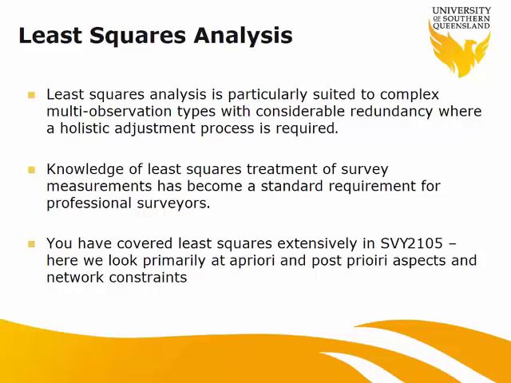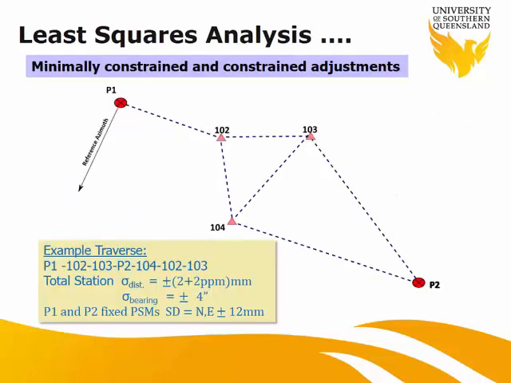So having said that, we assume that you've covered all the least square extensively, I think in COMSB. But here we are looking at a priori and post priori aspects of the network constraints. So we're going to analyze the results, interpret them, find out what they mean, and how we're going to meet certain standard requirements.